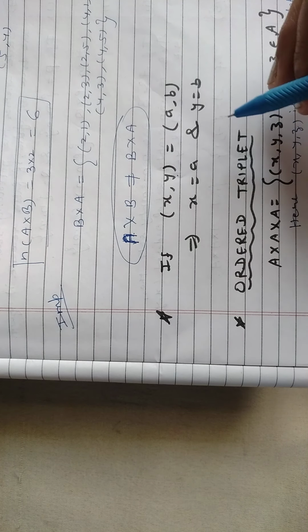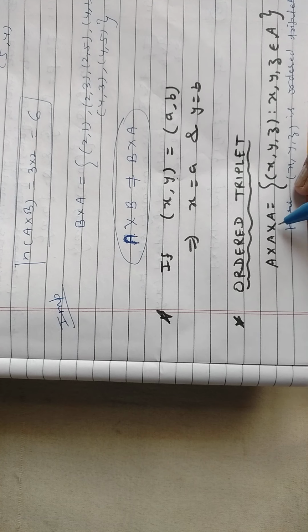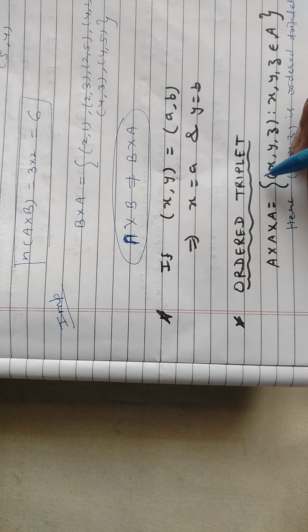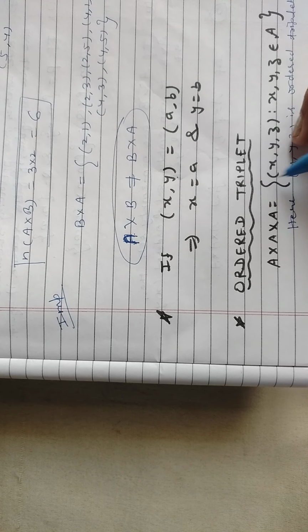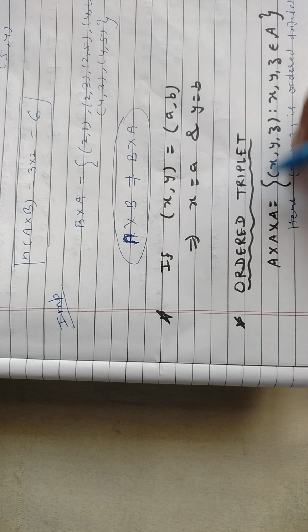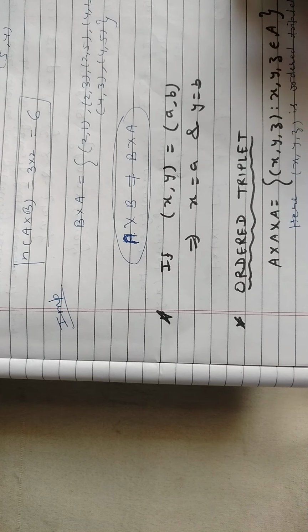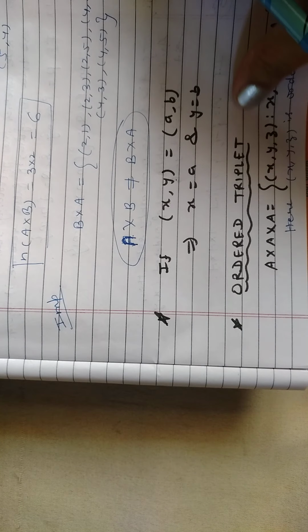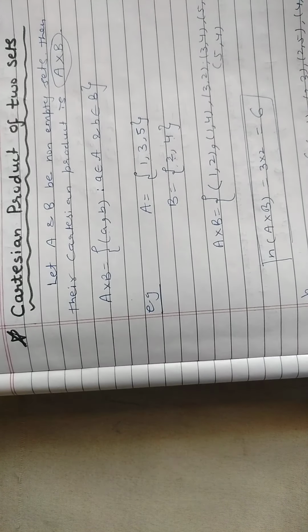Next, what do you mean by ordered triplet? Ordered pair, you know, (x, y), is from A cross A, but ordered triplet is A cross A cross A, and it contains the triplet (x, y, z). It is the set of triplets where x, y, z all belong to A, right? So this is the ordered triplet. So first is the Cartesian product and next is the ordered triplet.